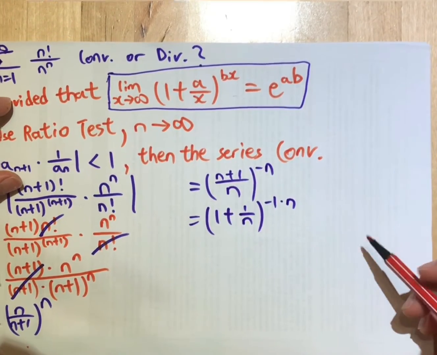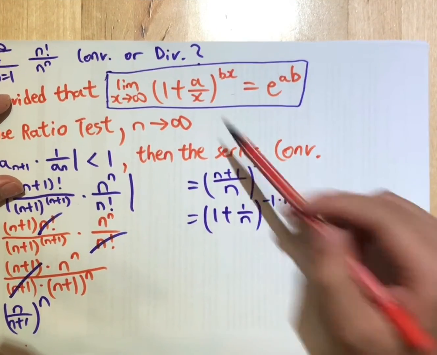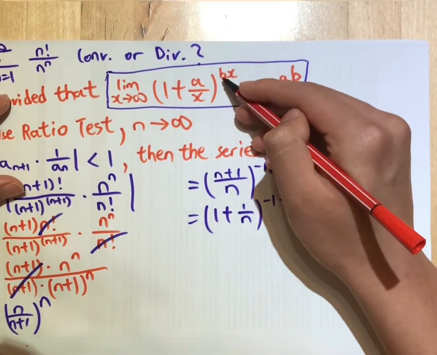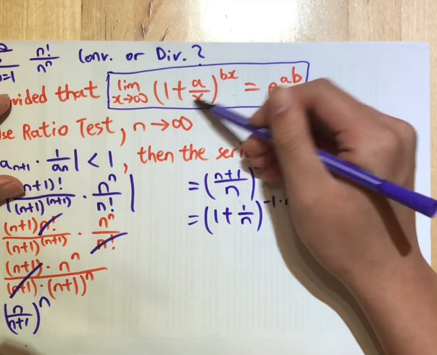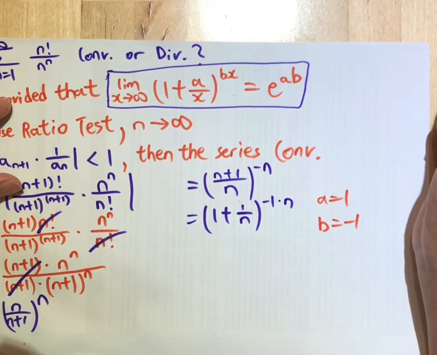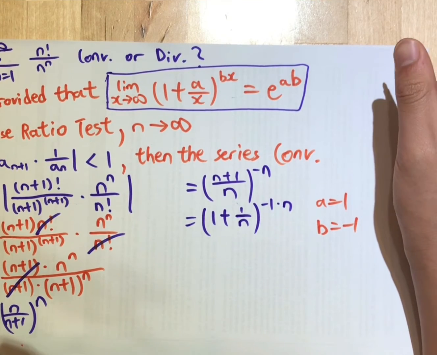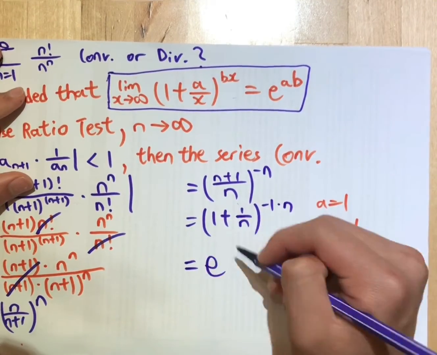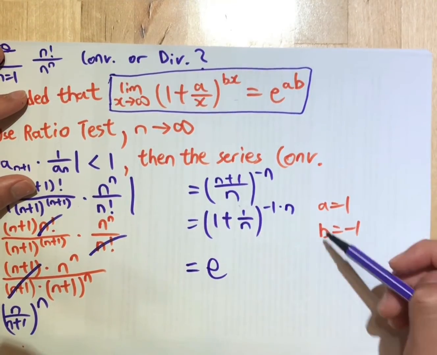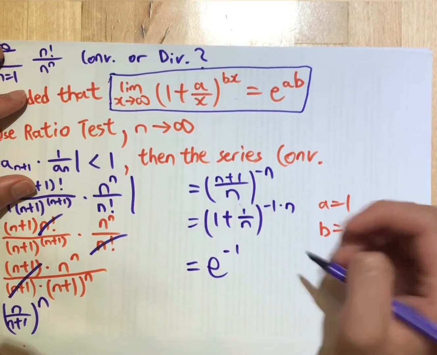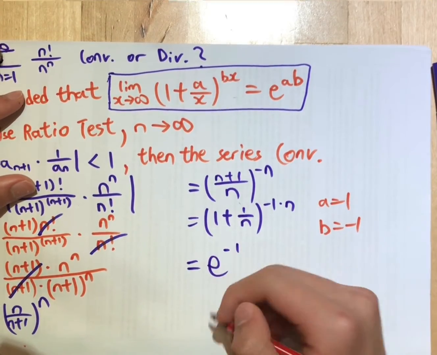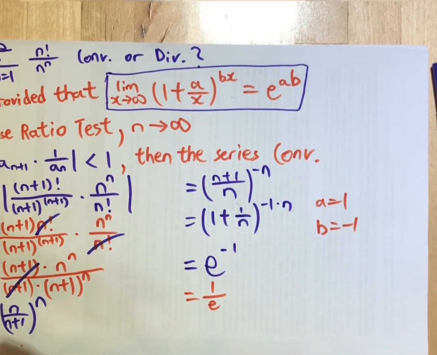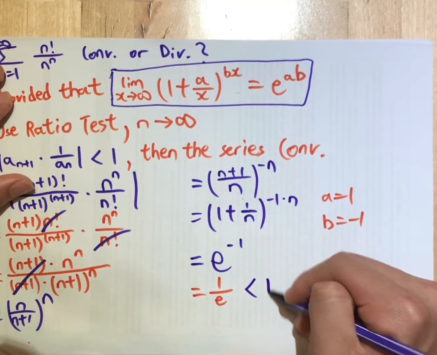So now a is equal to 1 and b is equal to negative 1. We can compare the coefficients. So we can now write it as e to the ab power. A is 1, b is negative 1, so it's negative 1. So it is the same as 1 over e. And 1 over e is less than 1.